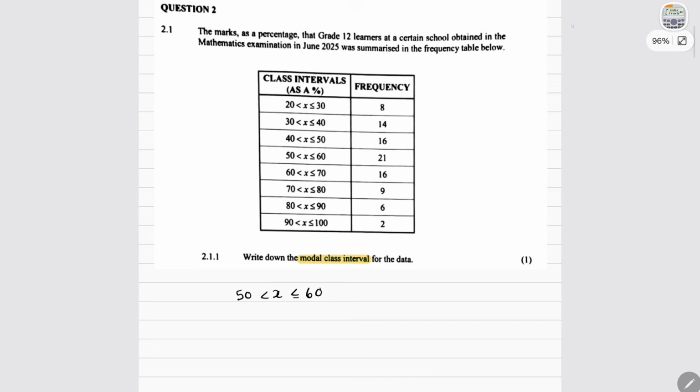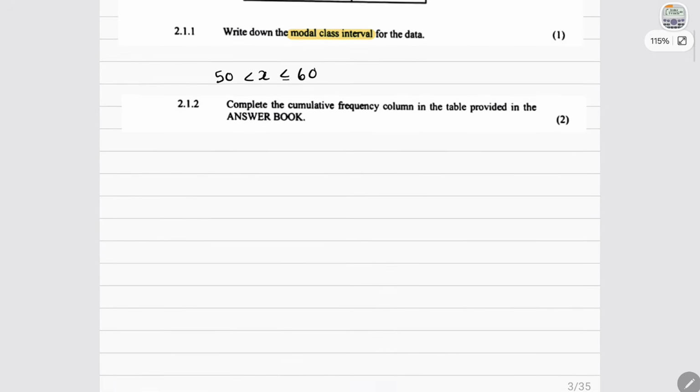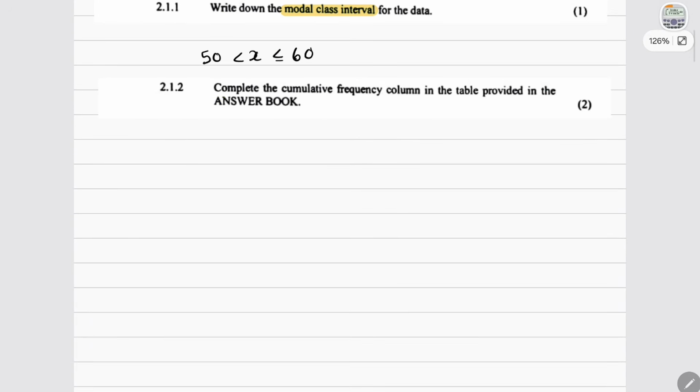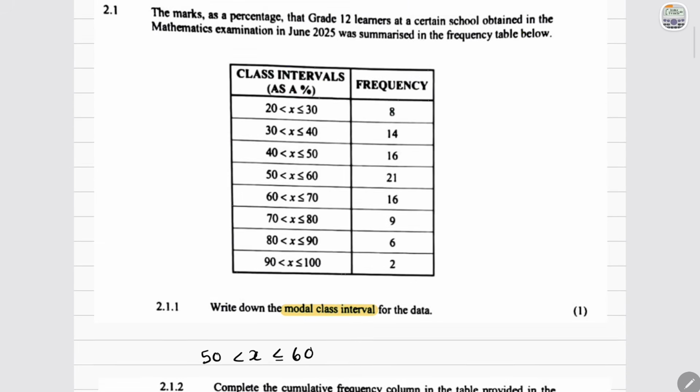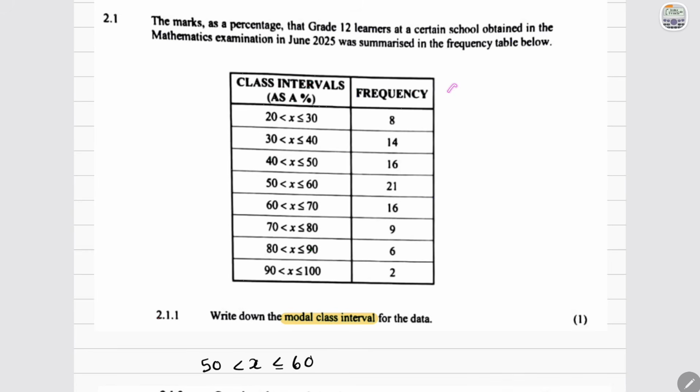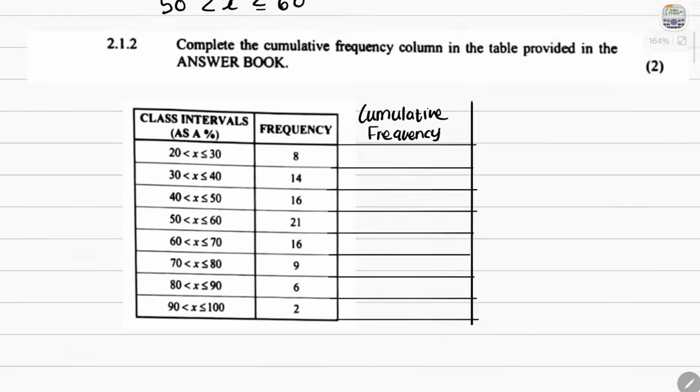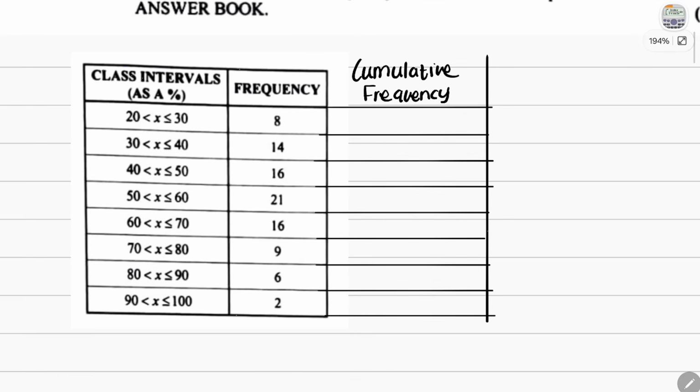Moving on to the next question. Question 2.1.2 says, complete the cumulative frequency column in the table provided in the answer book. I don't have the answer book, so I'm just going to use this as it is, and let's put down a cumulative frequency column over there. We are just adding up the frequency values. With 8, we're just going to leave 8 here because this is the first number that we have.